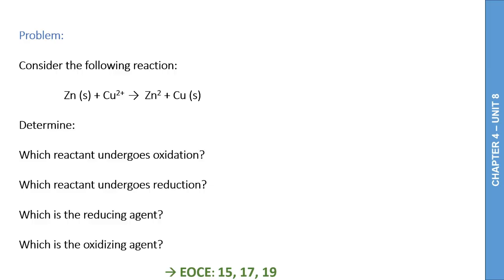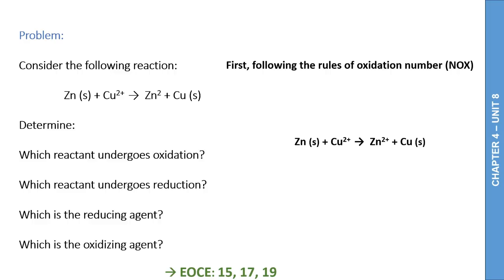We have zinc solid reacting with the copper ion, producing zinc ion and copper solid. The oxidation number for zinc, which is a neutral element, would be 0, right? While for zinc 2+, we know it would be equal to the charge, since it's an ion. So 0 to +2. We see that the oxidation number is increasing.